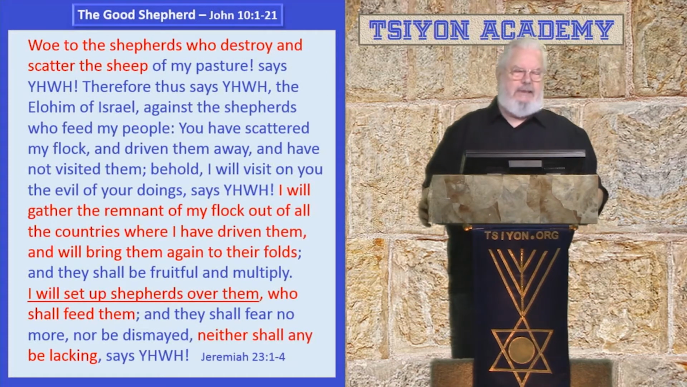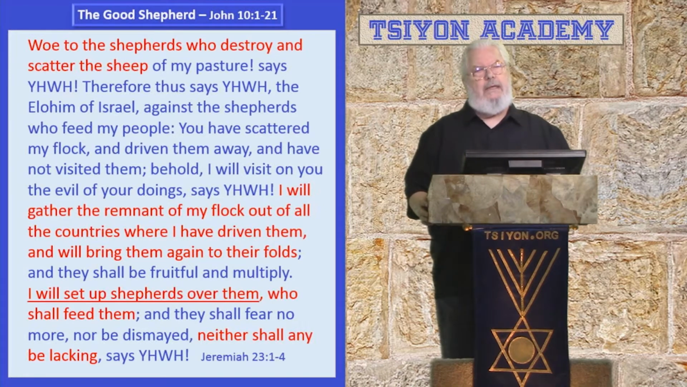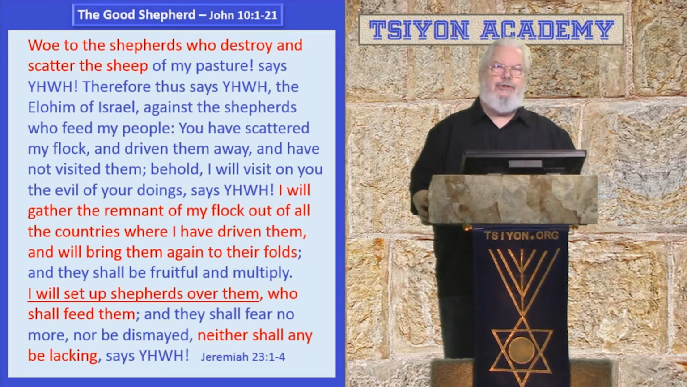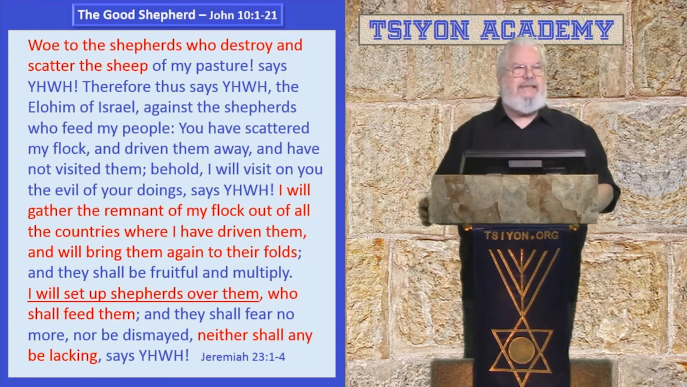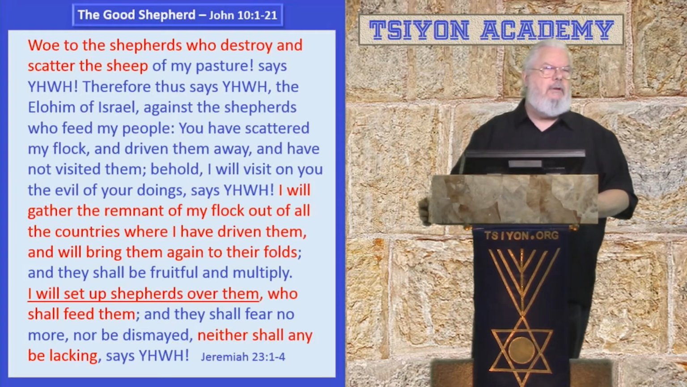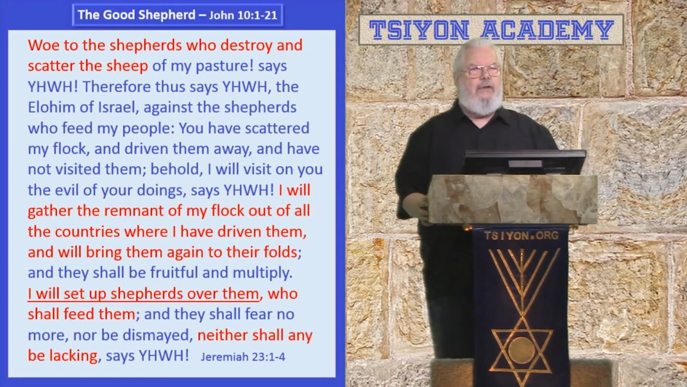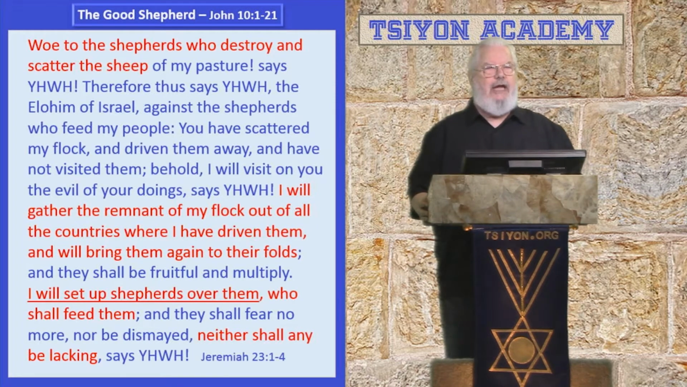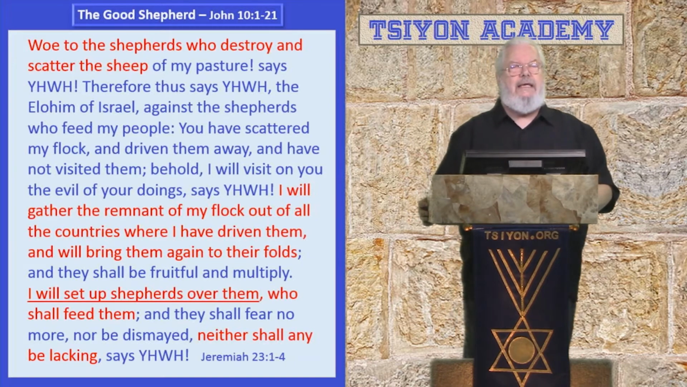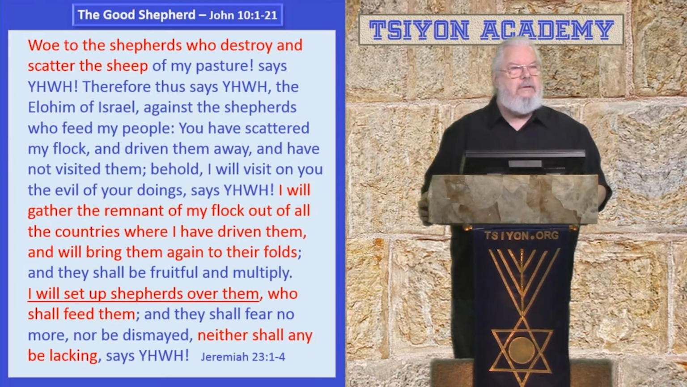Jeremiah 23 tells us what Yahweh has prophesied regarding the shepherds, and it figures in here. Woe to the shepherds who destroy and scatter the sheep of my pasture, says Yahweh. Therefore, thus says Yahweh, the Elohim of Israel, against the shepherds who feed my people: You have scattered my flock and driven them away, and have not visited them. Behold, I will visit on you the evil of your doings, says Yahweh.